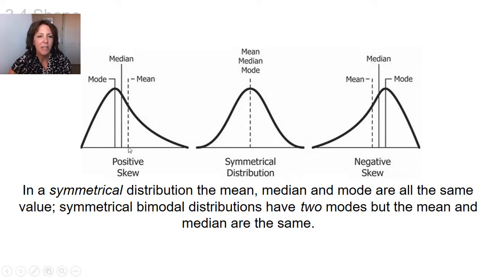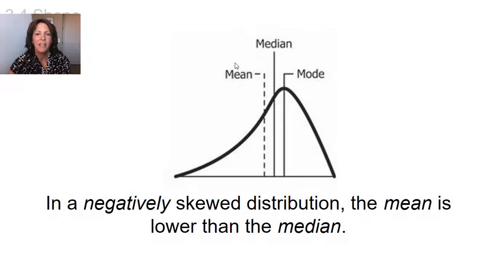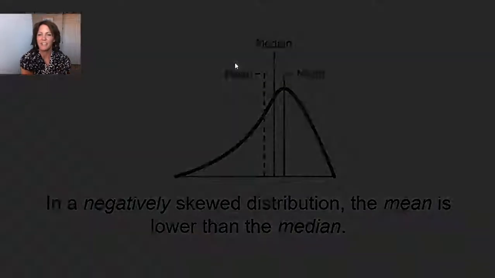If we have a positive skew, however, let's take a look. In a positively skewed distribution, you need to remember that the mean is higher than the median. So think of it this way: it's the mean that's pulling the tail. So when we have a positively skewed distribution, the mean is going to be higher than the median. And it's just the other way around in a negatively skewed distribution: the mean is lower than the median, because again, the tail is pulling the mean out towards it.